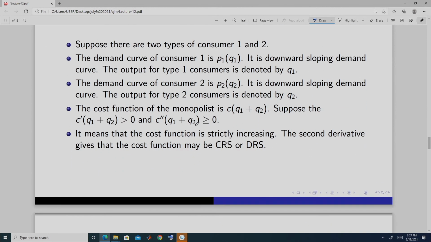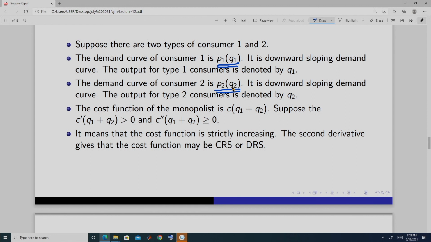So, here we will again suppose there are two types of consumers, consumer 1 and consumer 2. Consumer 1's demand curve is this, and consumer 2's demand curve is this, and the quantity you are selling to consumer 1, so you take a monopoly, is given by Q1, and the quantity you are selling to consumer 2 is given by Q2. These demand curves are downward sloping and they are not the same, they are different.